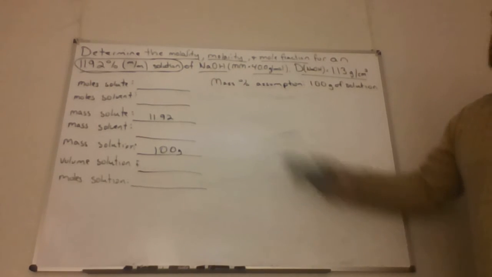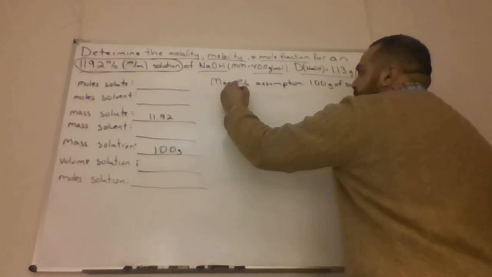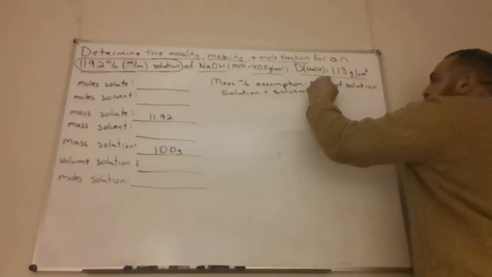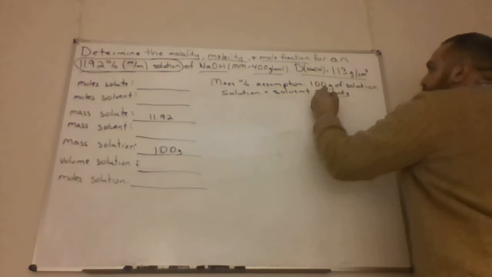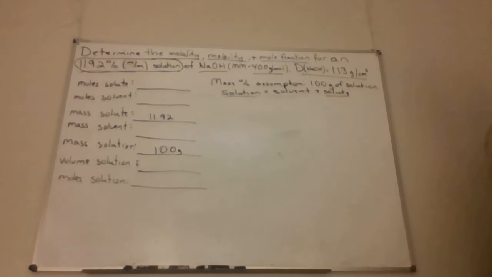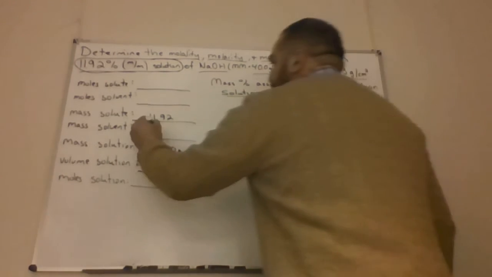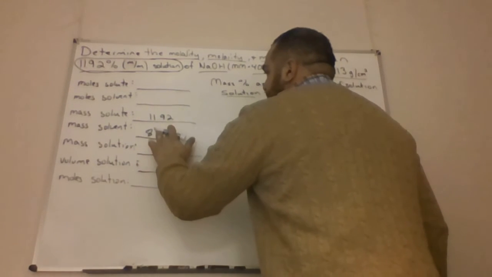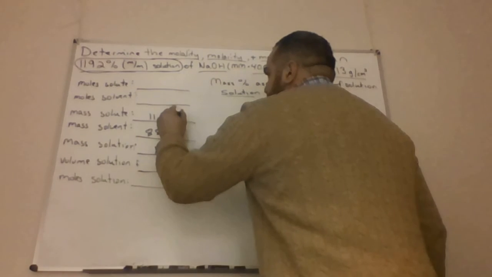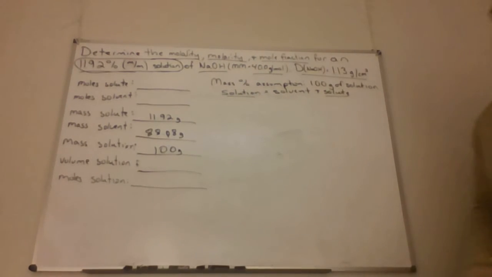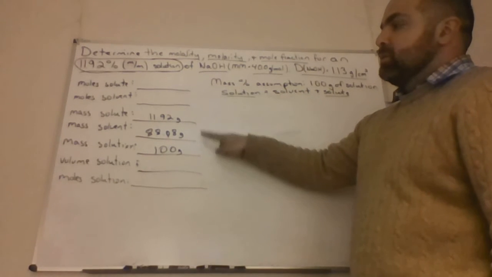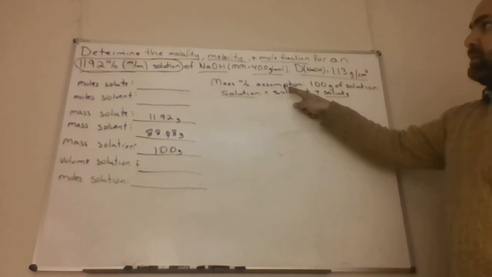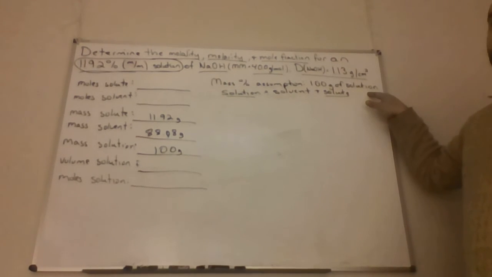And mass of solvent, remember solution equals solvent plus solute. And so if we know the solute and solution, we can find the solvent. And this would be what? 88.08 grams. So without doing any calculations, we've determined the mass of solute, we've determined the mass of solvent, and the mass of solution. Again, the assumption is the mass percent, 100 grams of solution.